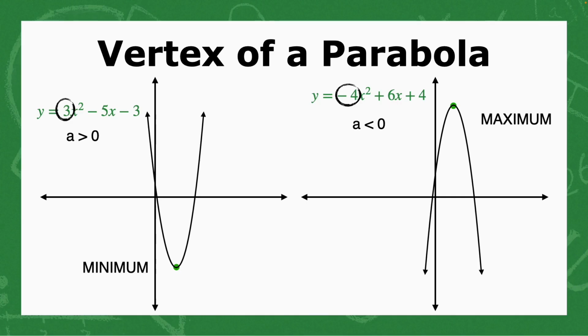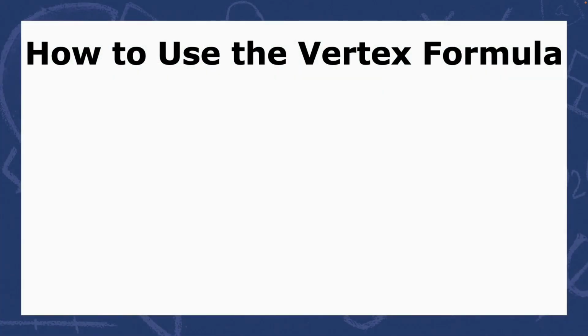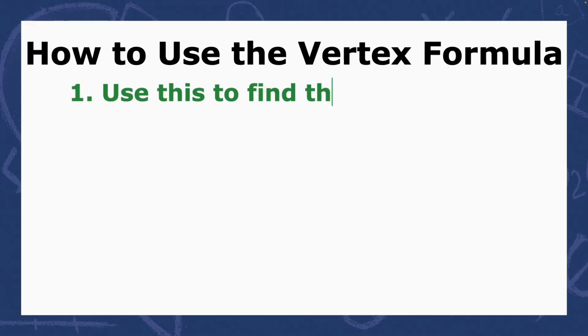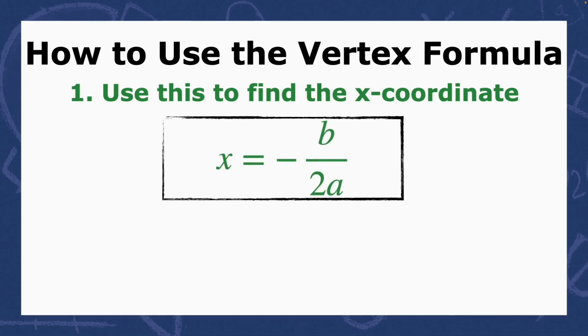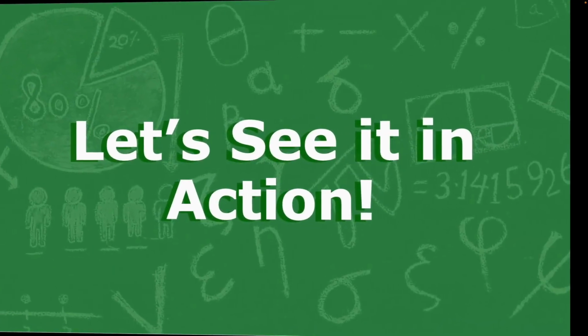Today I'm going to show you a vertex formula, and I'll walk you through the steps of how to use the formula to find the vertex of any parabola. This formula will tell us how to find the x coordinate. The formula is x equals negative b over 2a. Once we find the x coordinate, we can plug that value back into the quadratic equation to find the y value. Let me show you it in action.